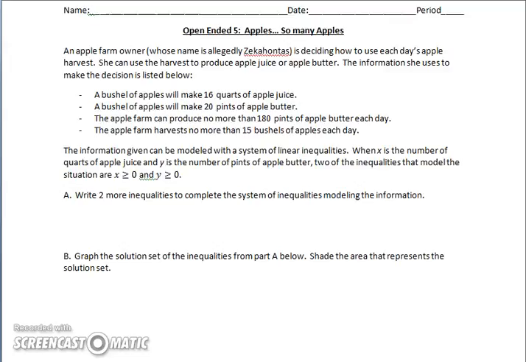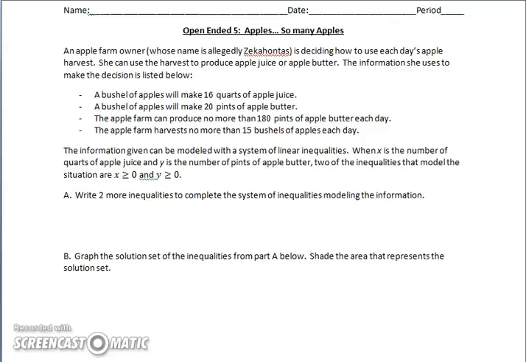The information can be modeled with a system of linear inequalities when x is the number of quarts of apple juice and y is the pints of apple butter. Two of the inequalities that model the situation are x is greater than or equal to 0 and y is greater than or equal to 0. Write two more inequalities to complete the system of inequalities modeling this information.